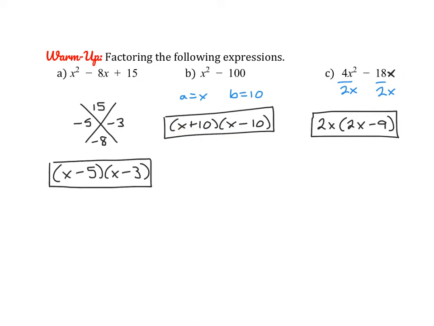And for part C, we can use GCF. So we can divide both terms by 2x. Make sure you're also dividing out the x. And so our first factor is 2x, and our second factor is 2x minus 9. You just get that by dividing. So if you need some extra review on this, make sure to go back and watch my factoring quadratics review video.